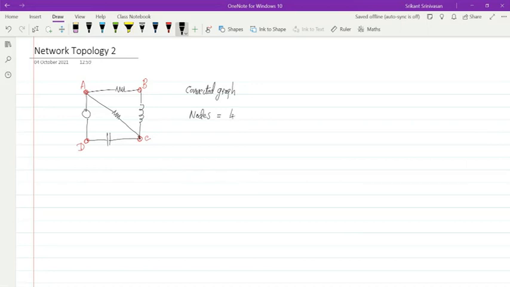How many branches are there? 5. Correct. So if this were a fully connected graph, that means if every node is connected to every other node, then you would have had 6 branches. But here you have only 5 branches.